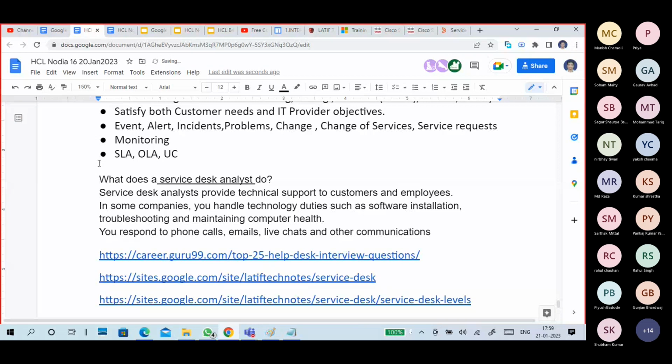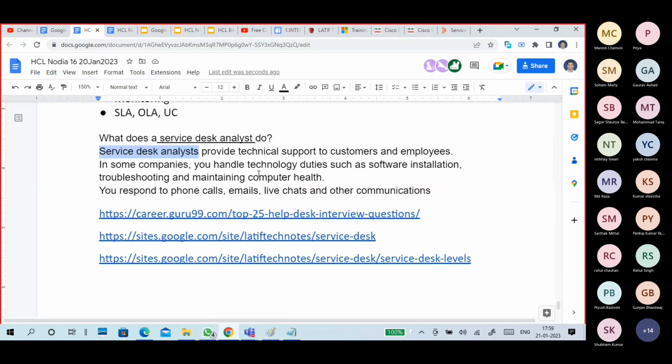What is the service desk analyst to do? Service desk is a name, but the person who is working in the service desk is a service desk analyst. They provide technical support to the customers and employees. In some companies, you handle technology duties such as software installations, troubleshooting, and maintenance of computer health. Just for an example only, guys. You respond to phone calls, emails, live chats, and other communication.